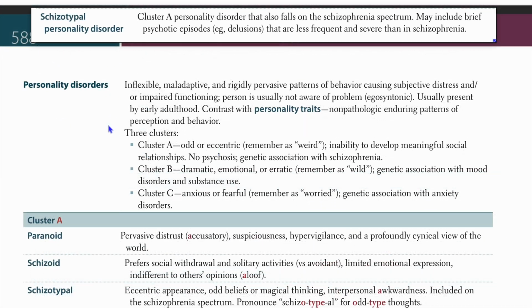Let's take a break. Personality disorders. Inflexible, maladaptive, and rigidly pervasive patterns of behavior causing subjective distress and or impaired functioning. So the person is usually not aware of the problem, so egosyntonic. Usually presents by early adulthood. It contrasts with personality traits, a non-pathologic enduring pattern of perception and behavior.